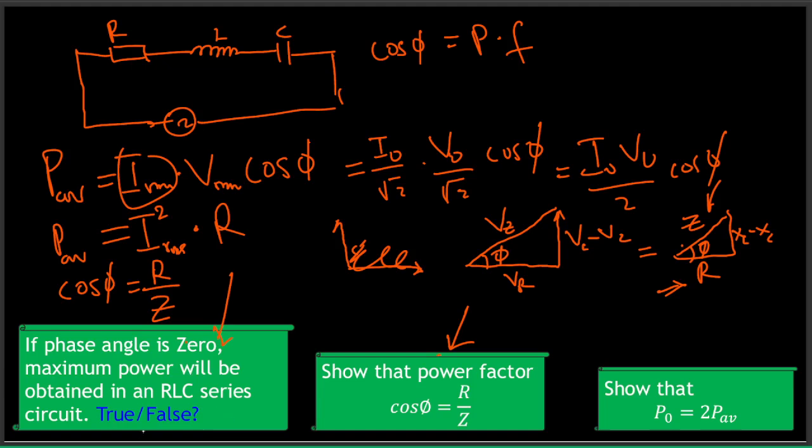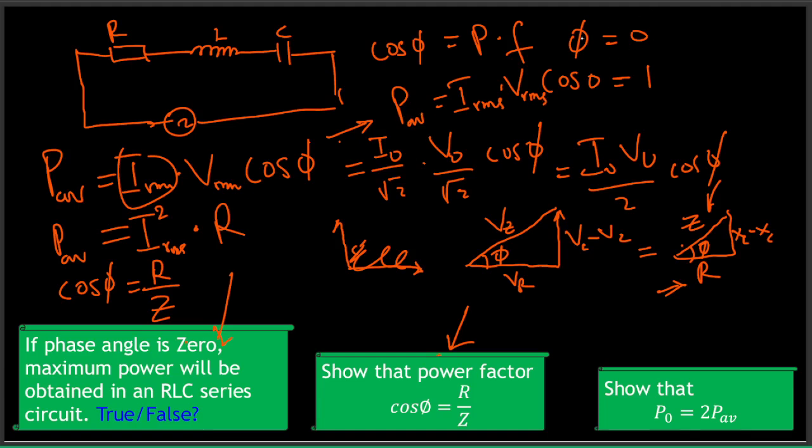Now, this question here says, if phase angle is 0, maximum power will be obtained in an RLC series circuit, true or false? So let's find out. If the phase angle is 0, that means cos 0 will be equal to what? 1. Punch it, you see that it is 1. So because it is 1, this whole equation here, the average power will now become what? Just I times V. Because cos phi is now 1, and 1 multiplied by everything here will give us the same thing. So the average power will be maximum.